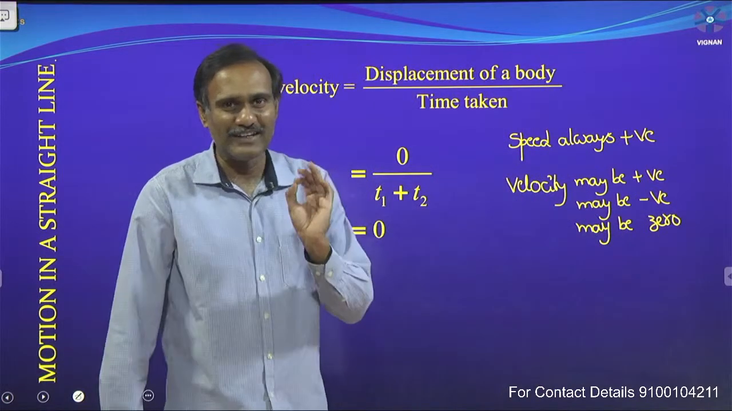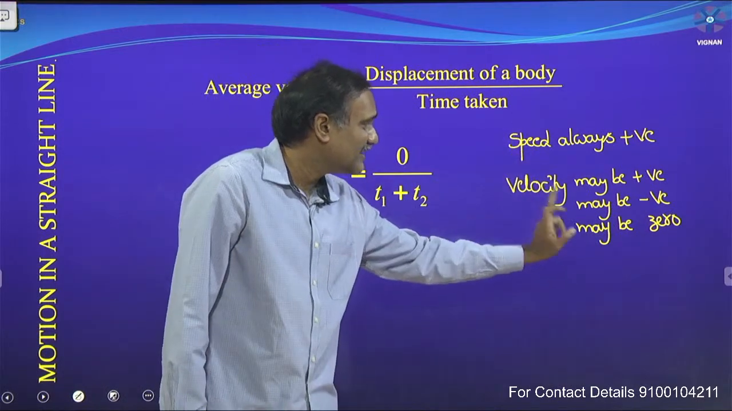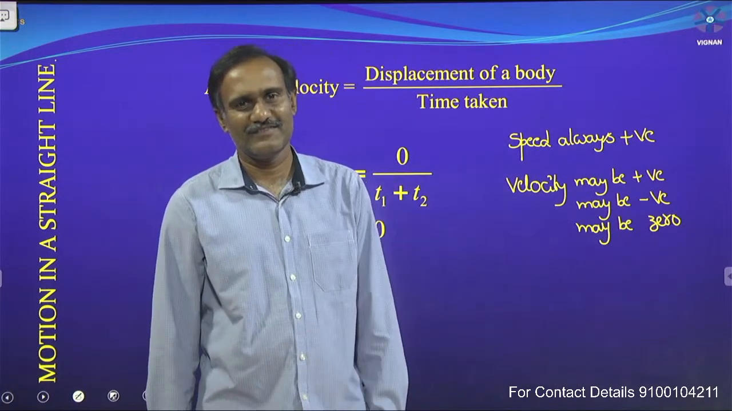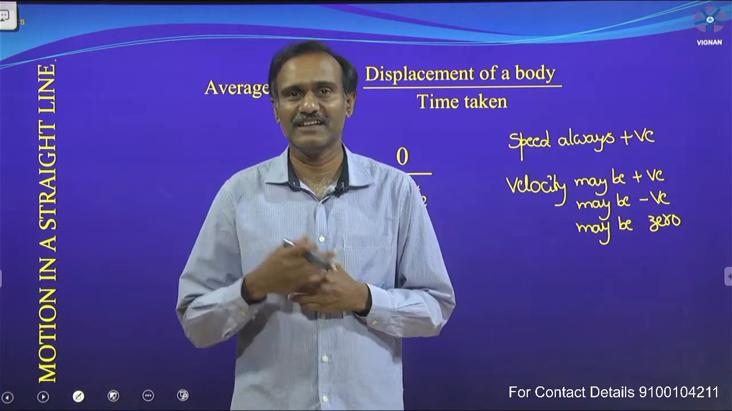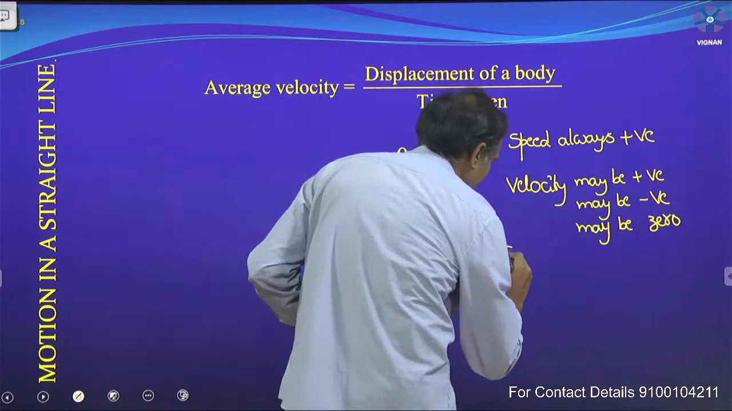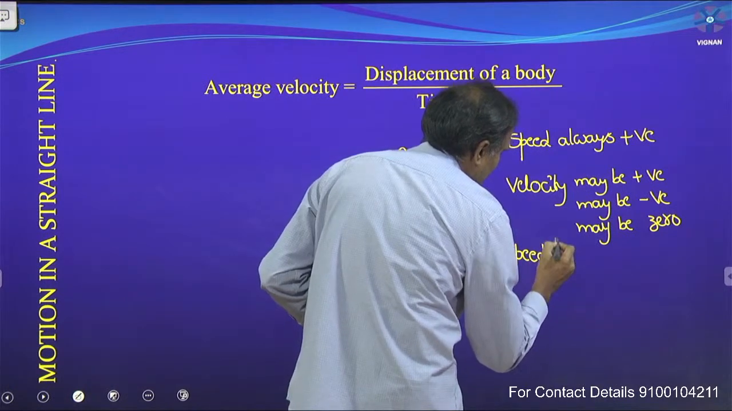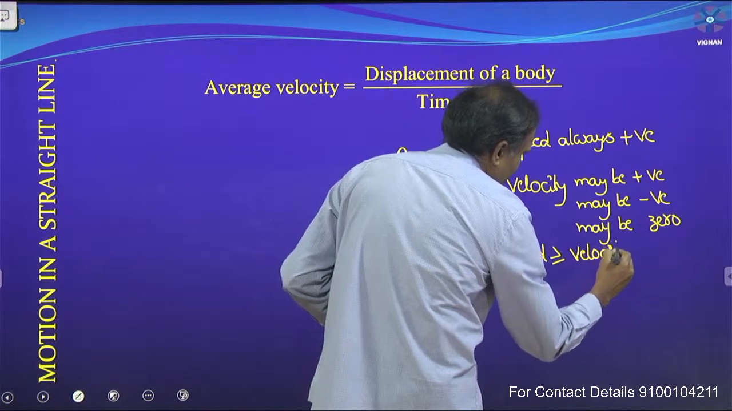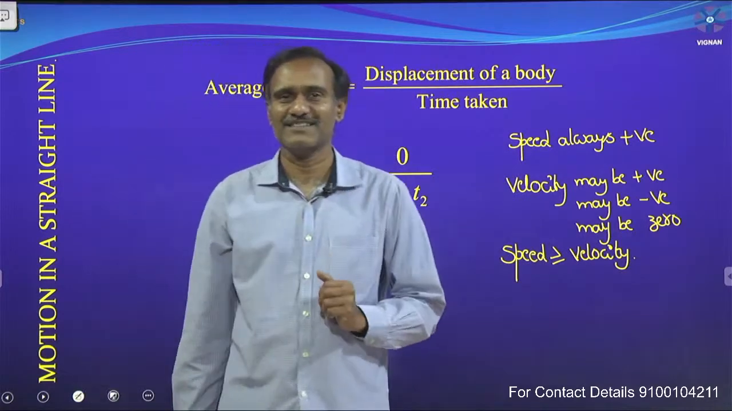And also we can say that speed is always greater than or equal to velocity. Already we know that path length is always greater than or equal to displacement. So, here I want to write it as speed always greater than or equal to velocity.